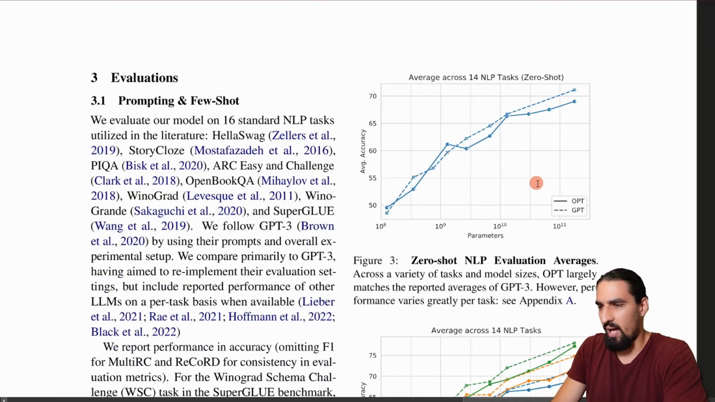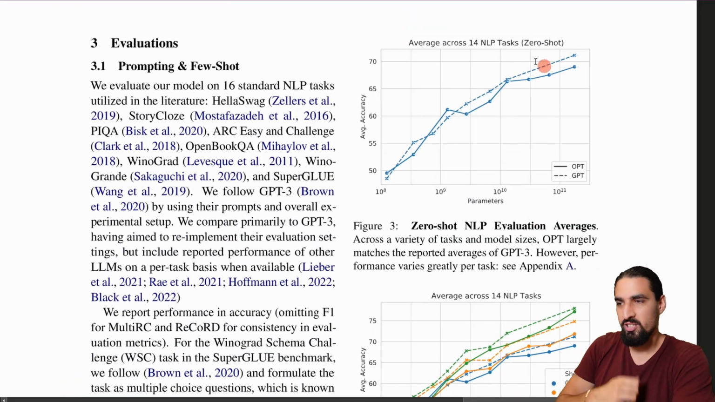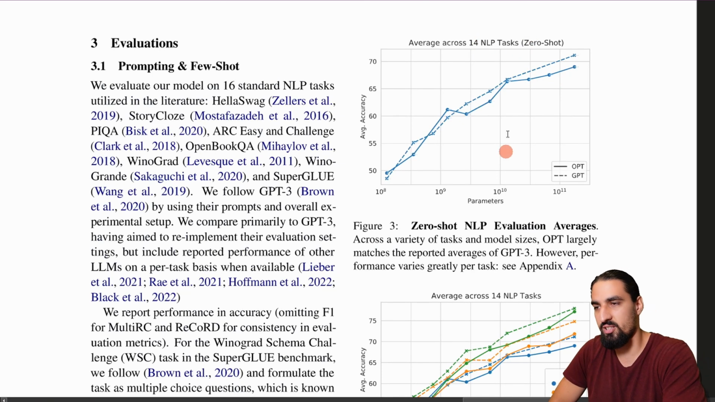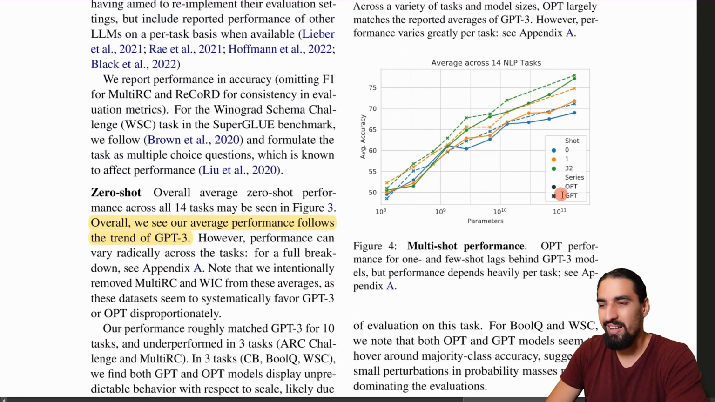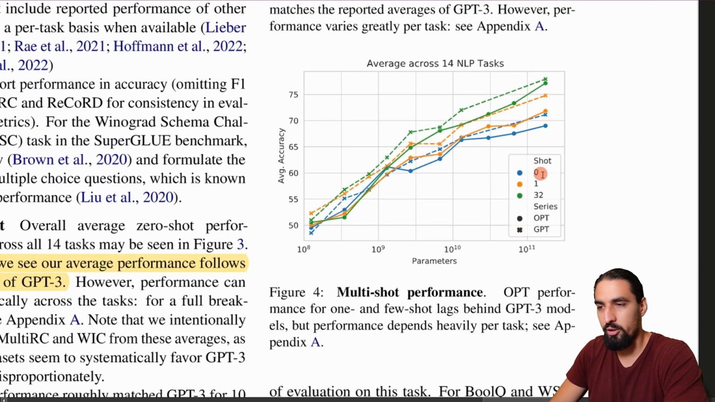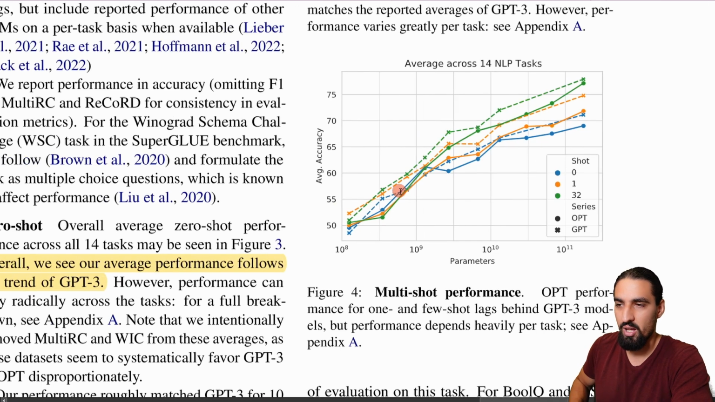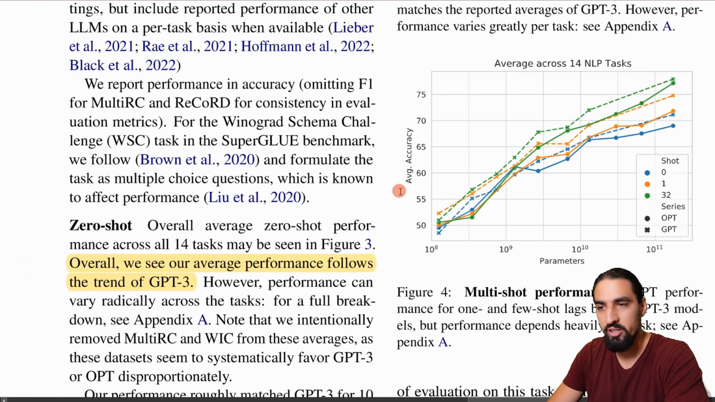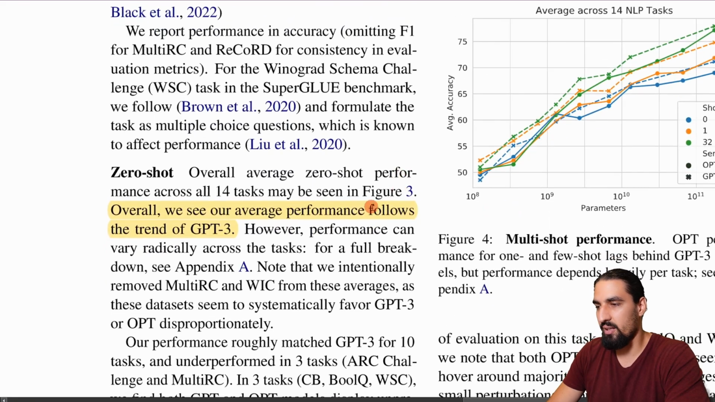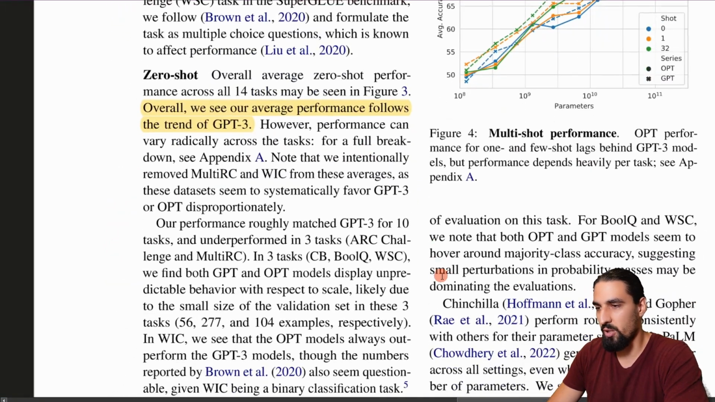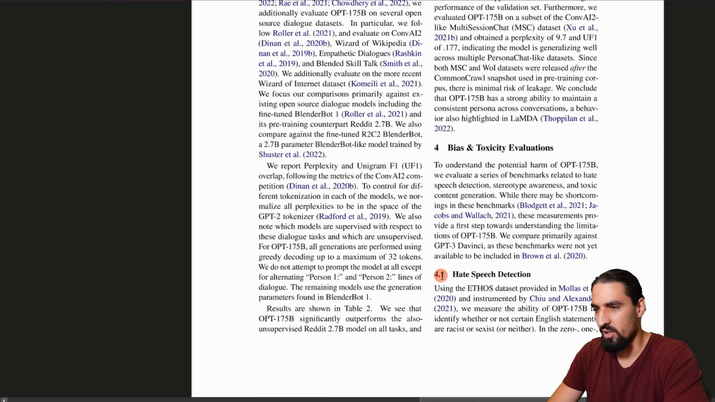Okay, guys, let's continue here. So the results here, as you can see, on 14 NLP tasks averaged for the zero-shot evaluation, they are on par with GPT. That's very cool. On the other side, for the multi-shot evaluation, where you do like 1 or 32 shots, you can see that the dashed line, the GPT model, did outperform them on those tasks. So that means it's kind of a better few-shot learner than the OPT model. And yeah, they say that the trend follows GPT-3. That's what I said. So let's continue here.